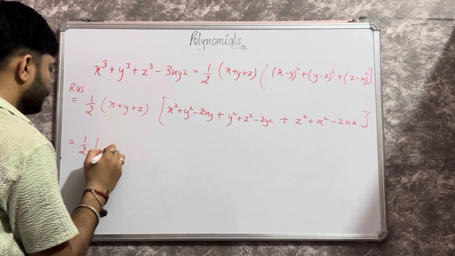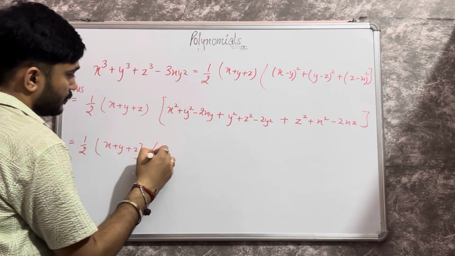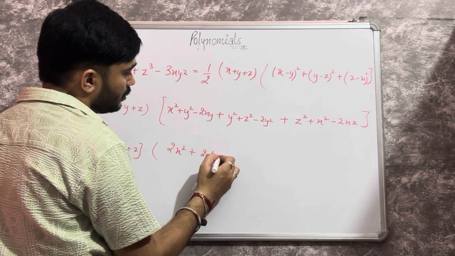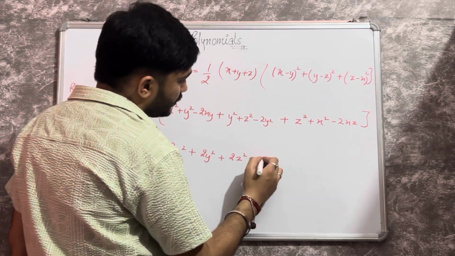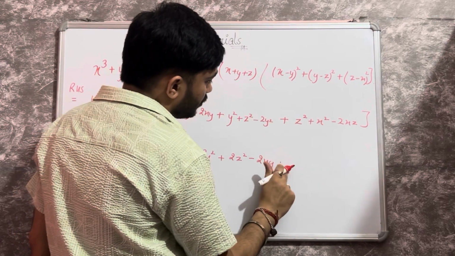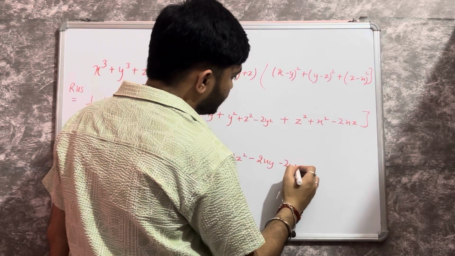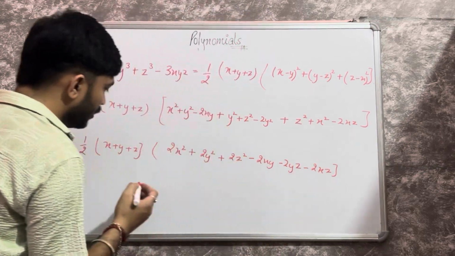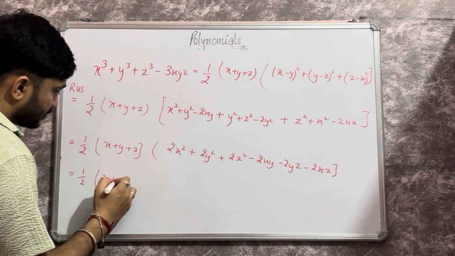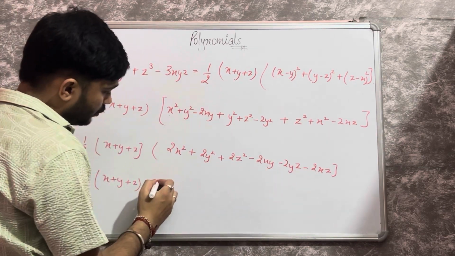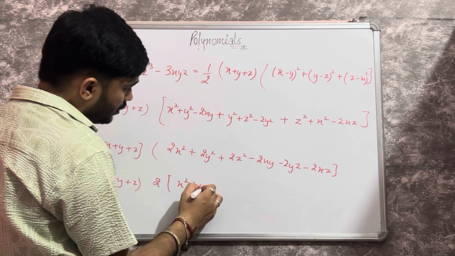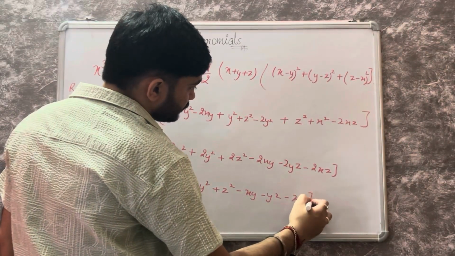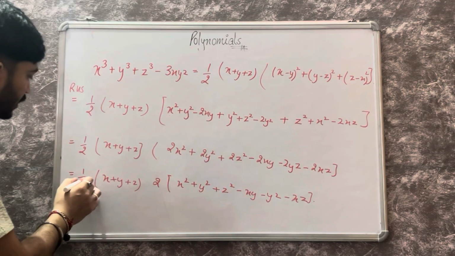Here you will get 1 by 2 x plus y plus z, and here you see x square plus x square is going to be 2x square plus 2y square plus 2z square minus 2xy minus 2yz minus 2xz, equal to 1 upon 2 x plus y plus z, and here you can take the 2 as common, and you are left with x square plus y square plus z square minus xy minus yz minus xz. Any doubt?